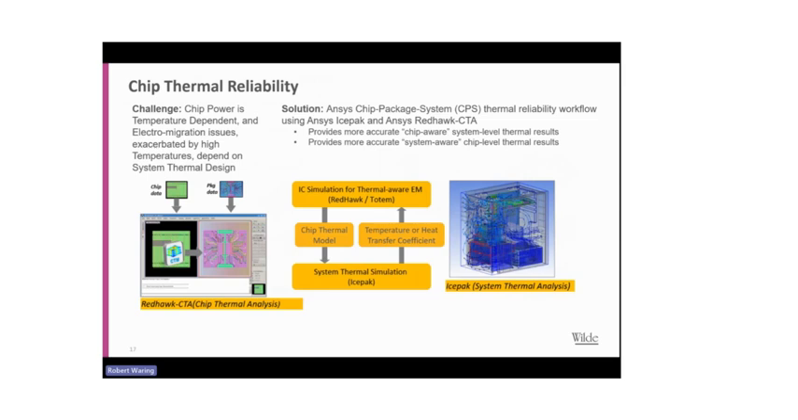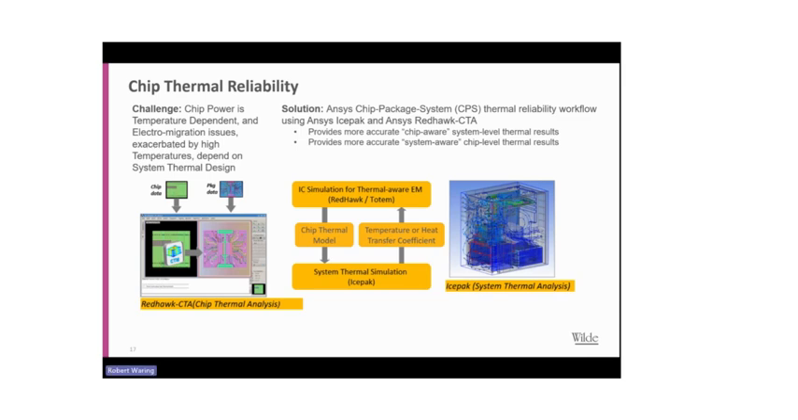So chip thermal reliability. As electronic devices continue to push the boundaries of performance, managing temperature-dependent chip power and mitigating electromigration issues are vital for ensuring the long-term reliability of the product. And ANSYS offers a comprehensive solution that leverages ANSYS, which provides accurate chip-aware system-level thermal results and system-aware chip-level thermal results. As electronics become more sophisticated, the power dissipation within chips becomes increasingly temperature dependent, and high operating temperatures can exacerbate the risks of electromigration, which can lead to reliability issues and potential failures of the chip.